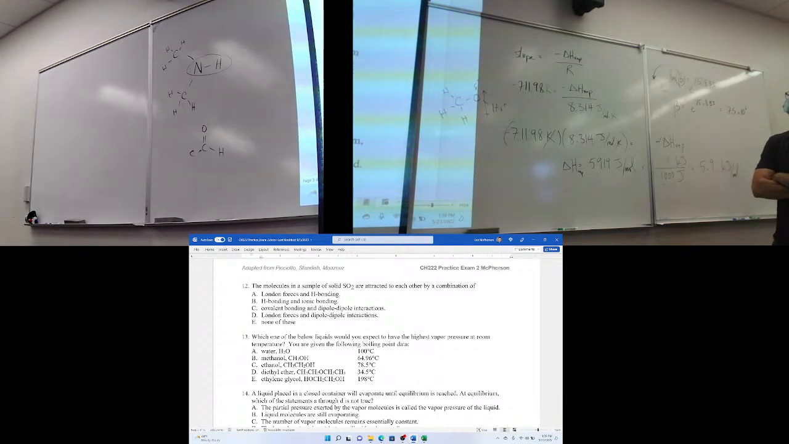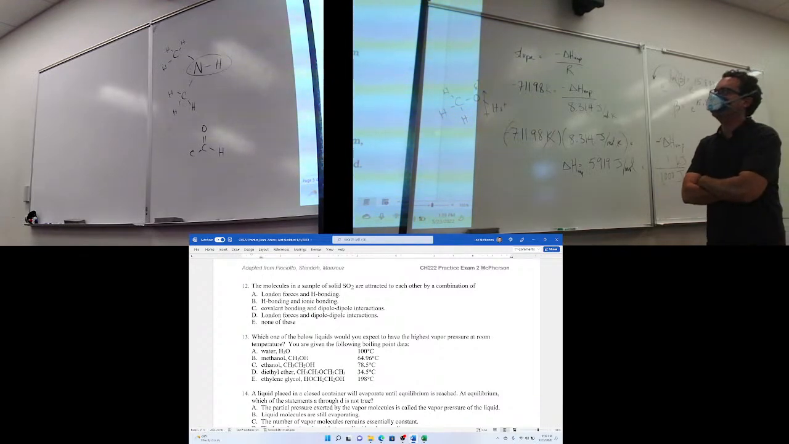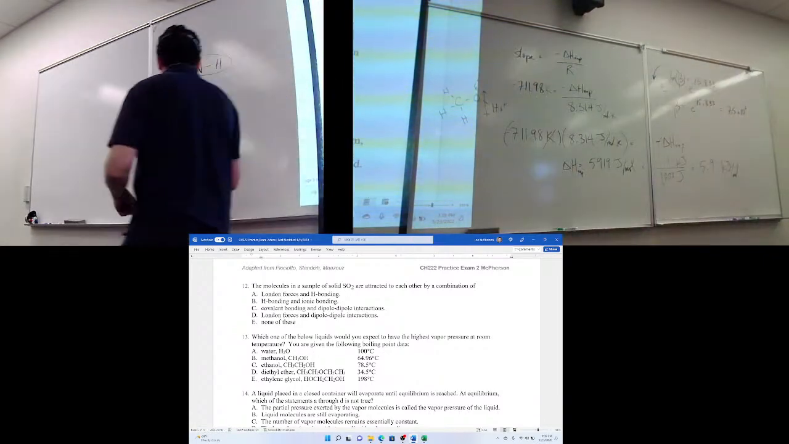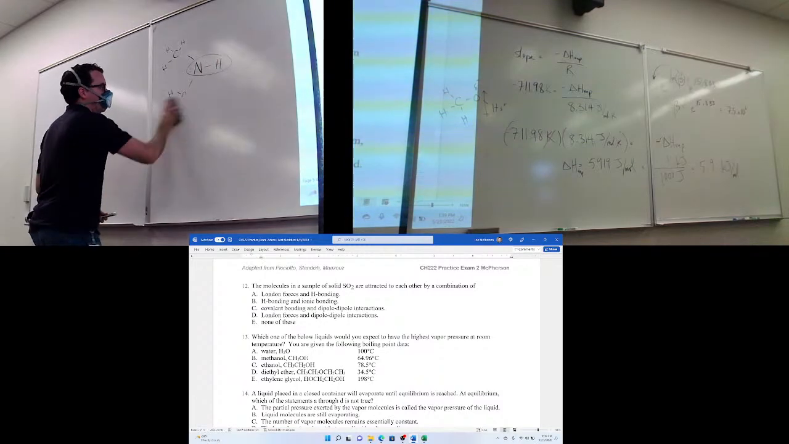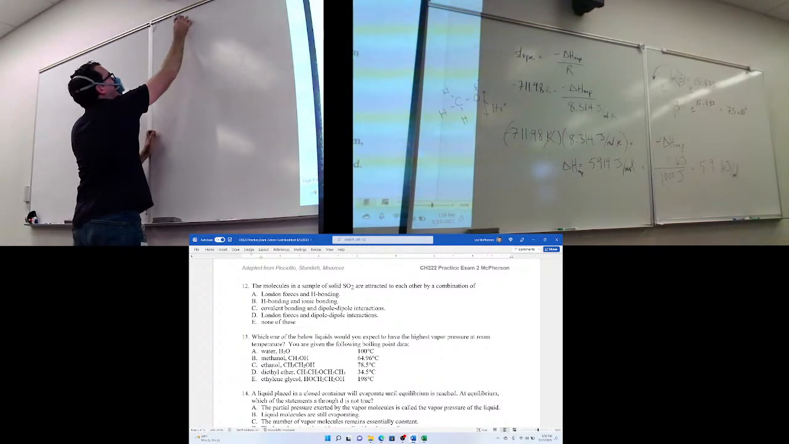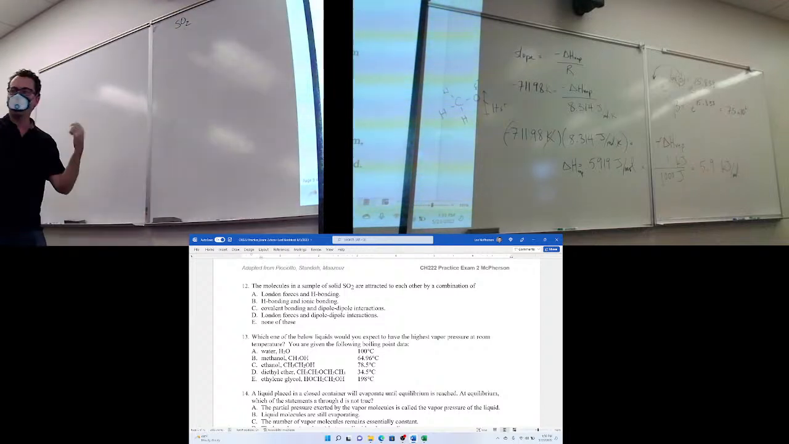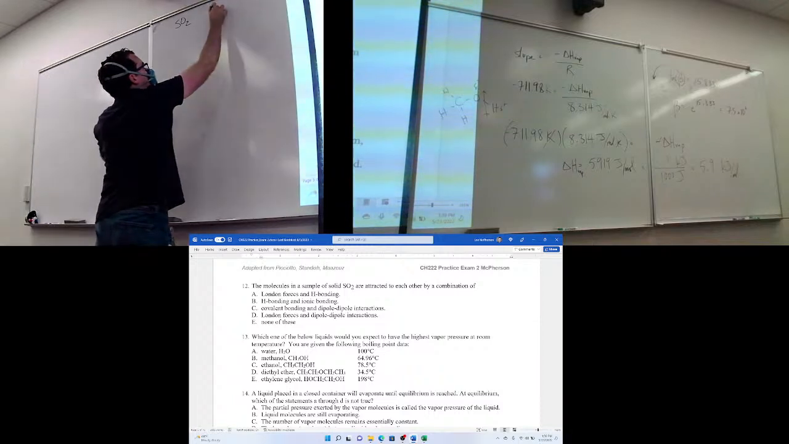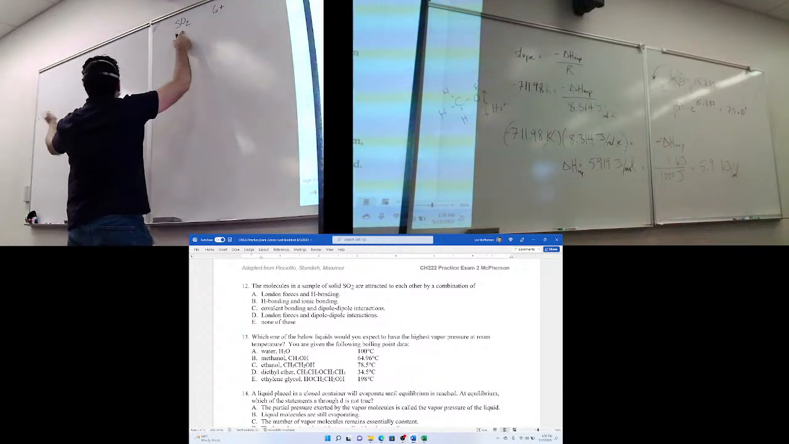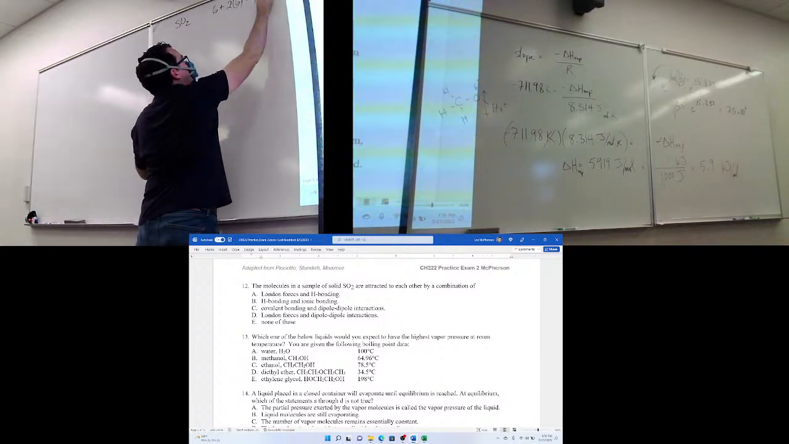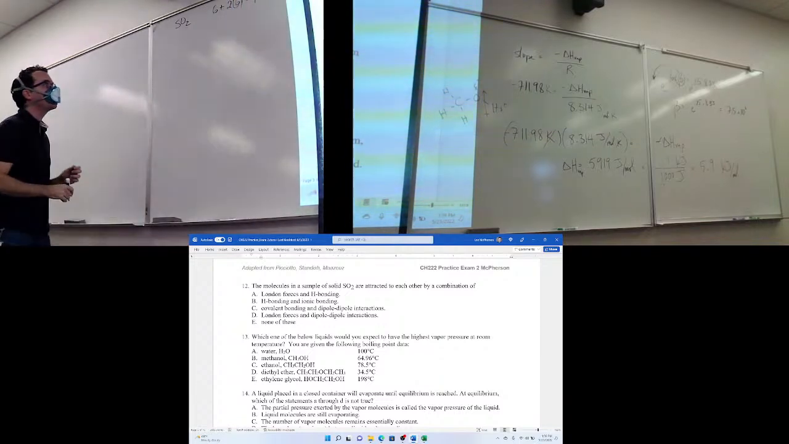All right. The molecules in a sample of solid SO2 are attracted to each other by a combination of blank. Let's start from scratch. This is a hard one if you are not comfortable with doing Lewis structures. For SO2, to do a formal Lewis structure, you would count valence electrons first. Sulfur has 6. Oxygen has 6 too, but there are 2 of them, so I'm going to multiply that by 2. And so there's a total of 18 valence electrons.